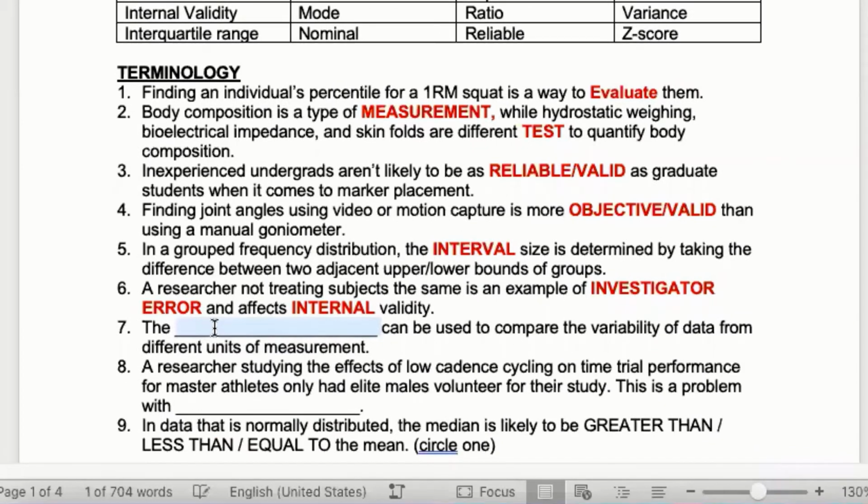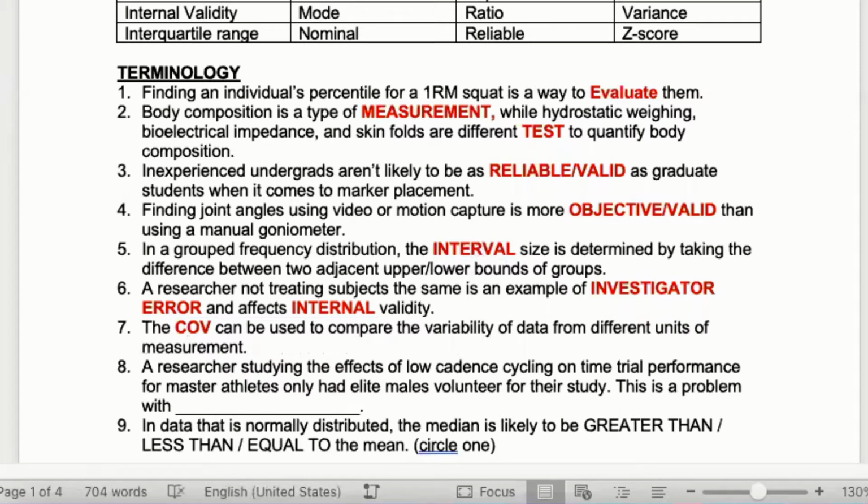For number 7, the blank can be used to compare the variability of data from different units of measurement. Key part, compare variability. If any of you have reviewed your feedback on activity 2, hopefully you remembered. Yes, COV. Several of you had squat 1RM, bench 1RM, swim time, GPA, height, weight, that type of thing. I had asked which variable has the greatest degree of variability, and the follow-up question was how did you determine which variable had the most variability? It should have been the coefficient of variation, because this is a type of standard score.